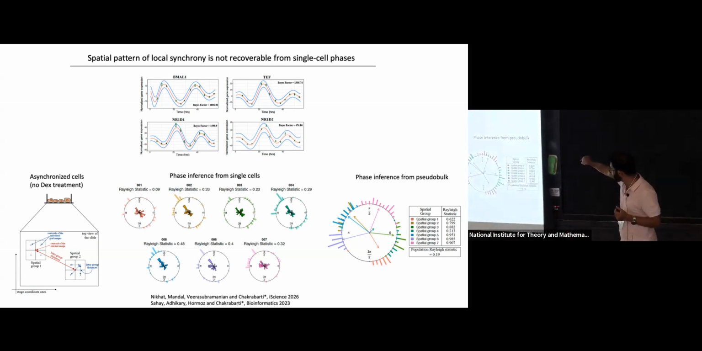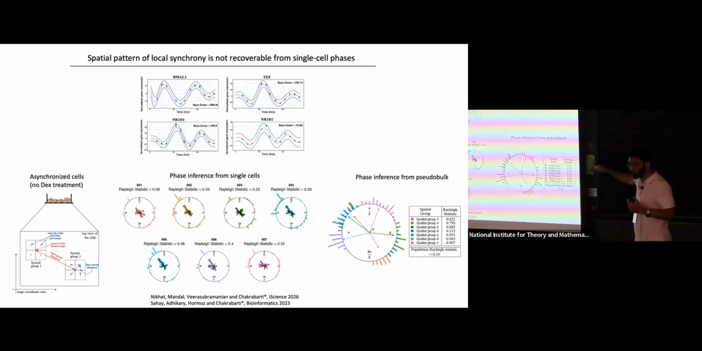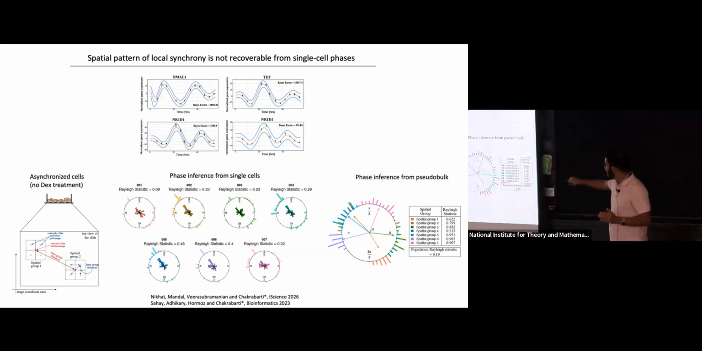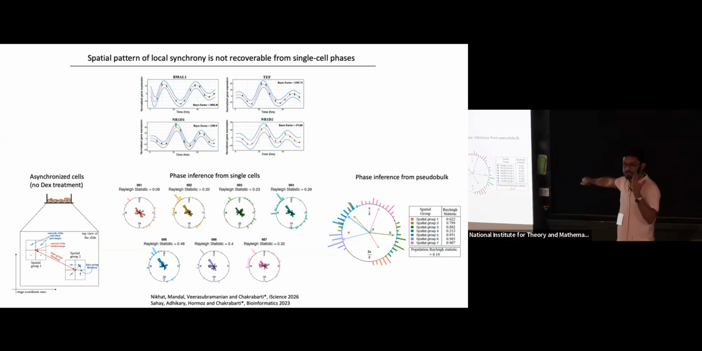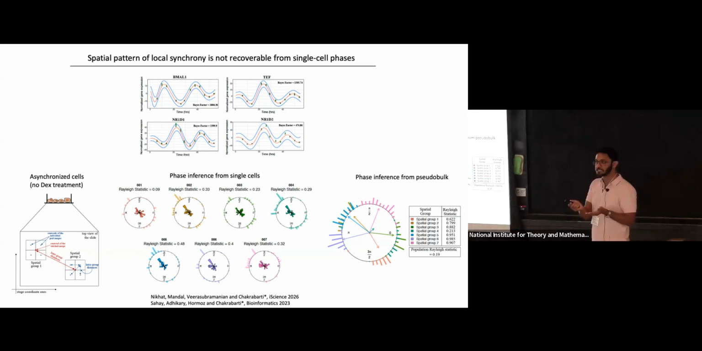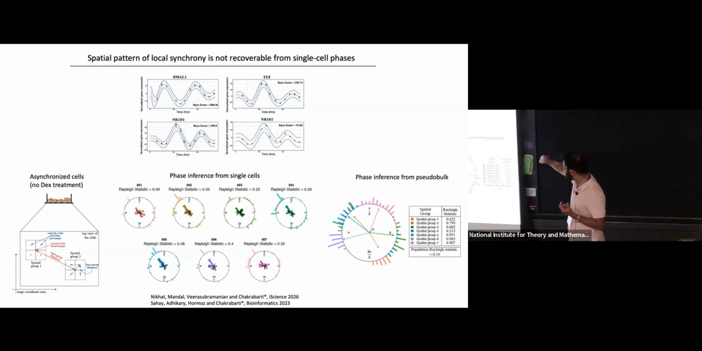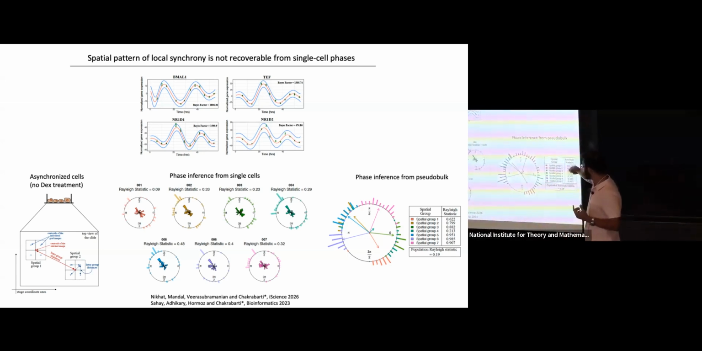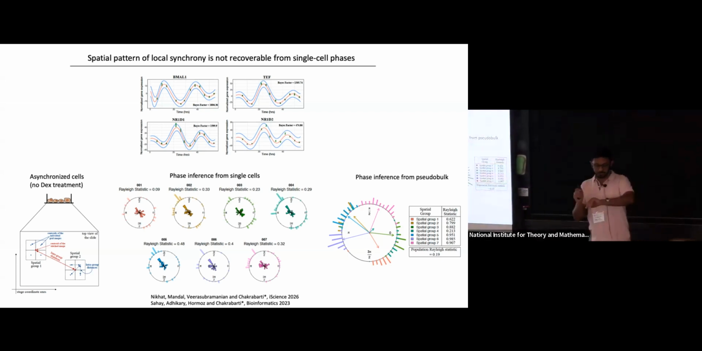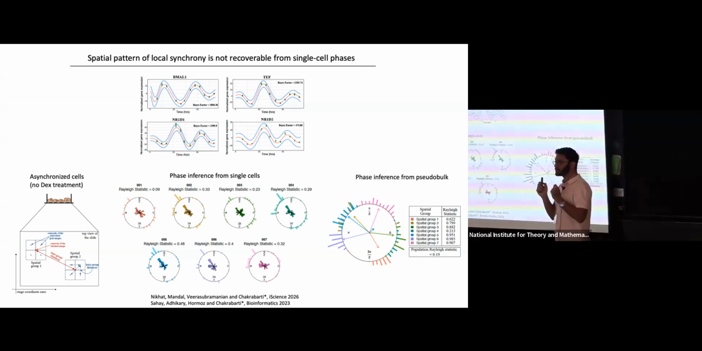Okay, so each of these colors represents a spatial group, and these arrows are what is called the Rayleigh statistic. The longer the arrow, the more tightly synchronized these are. You can see that over the entire circle, the Rayleigh statistic is very small. The smaller the number, the more dispersed it is. So this makes sense because it's an asynchronous population, but you can see that within the spatial groups, you have a very high Rayleigh statistic. And this we can discover only when we are doing the pseudo-bulking. Okay, so I want to pause here for just a second to let you think about this.